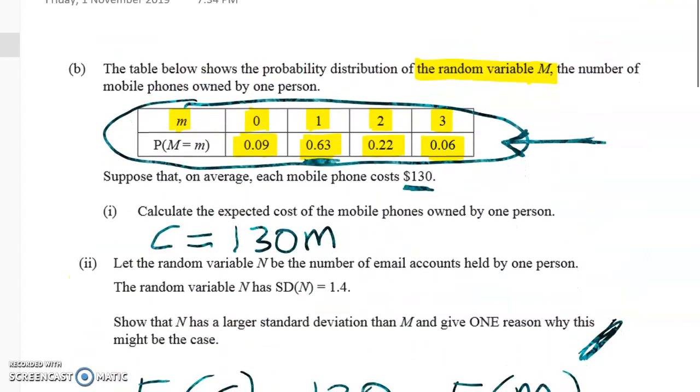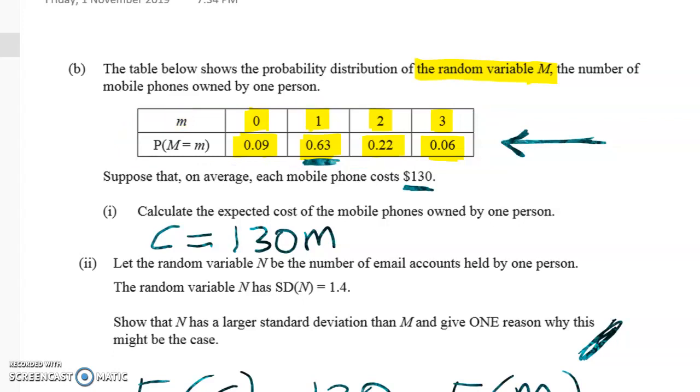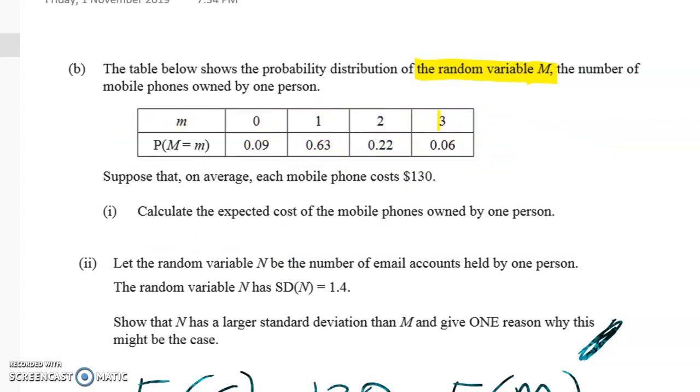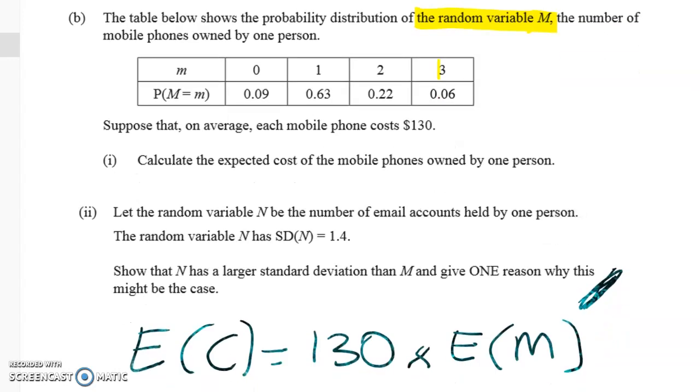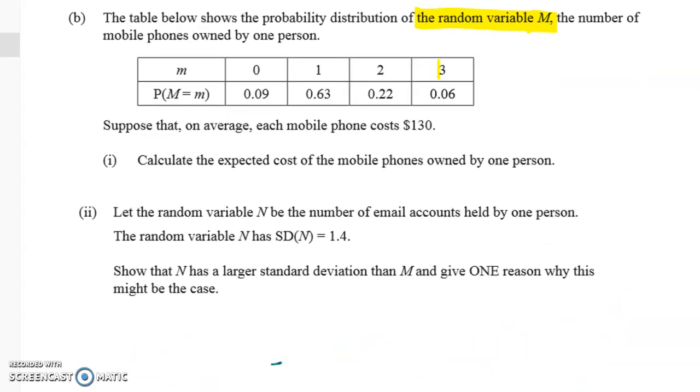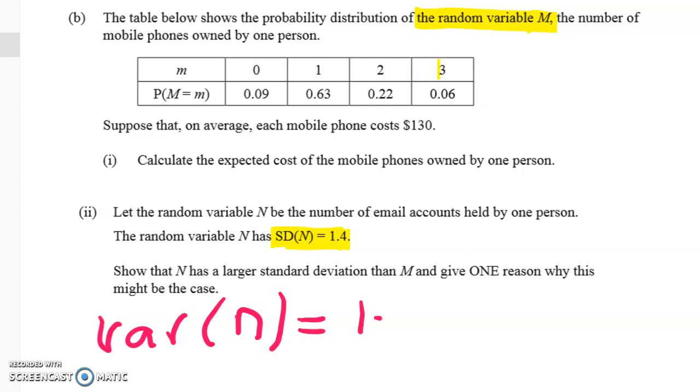So that's the achieved part of the question, and you should feel really comfortable with finding an expected value from a table like that. The next part of the question is looking at the standard deviation for a different random variable, which is the number of email accounts held by one person. We're given the standard deviation, which is 1.4. Now, we never want to work with the standard deviation. We want to switch that over to the variance. So the variance is equal to 1.4 squared, which is 1.96.